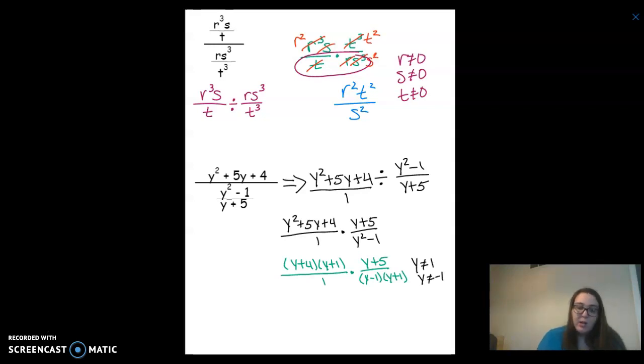Remember, I could care less about the numerators. When I make this one giant fraction and simplify, what is the only thing that can eliminate? Well, that is the y plus 1. And so I am left with, on the numerator, y plus 4 times y plus 5. The denominator, I am left with y minus 1. And there's my simplified answer.